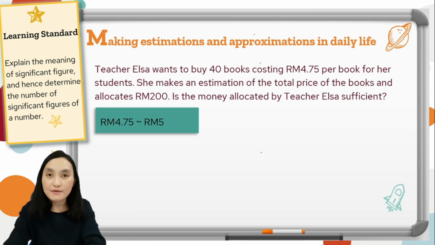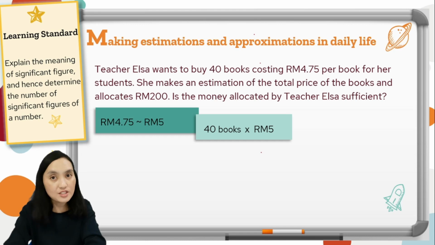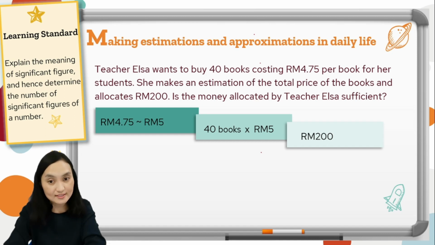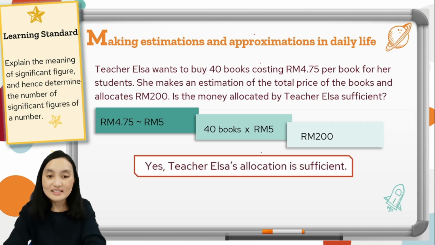4 ringgit 75 cents is approximately 5 ringgit. 5 ringgit each book, and Teacher Elsa needs to buy 40 books. So 40 books multiplied by 5 ringgit is approximately 200 ringgit. So is the money allocated by Teacher Elsa sufficient? Yes, Teacher Elsa's allocation is sufficient.